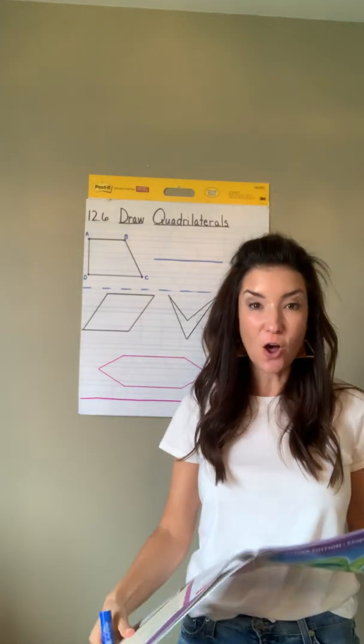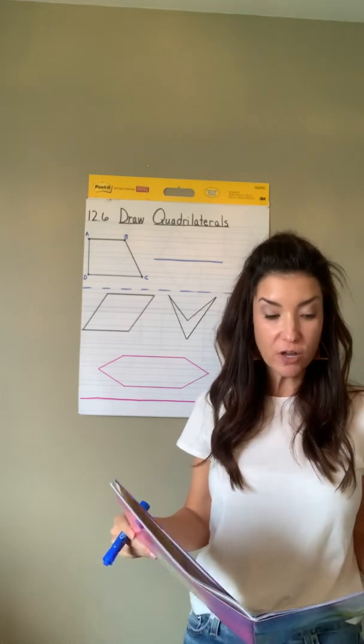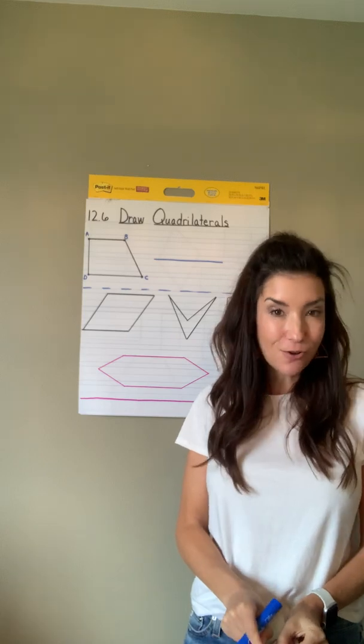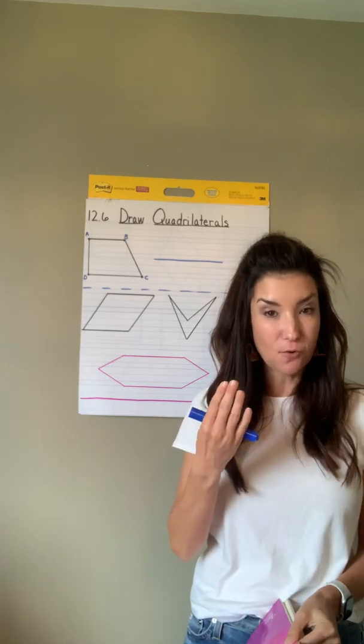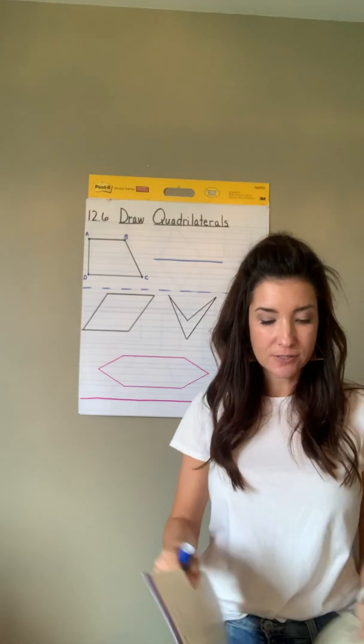Hi, we are moving on to lesson 12.6, draw quadrilaterals. Our objective, our I can today is I can draw quadrilaterals. We know that quad means four, so a quadrilateral has four sides, four angles.